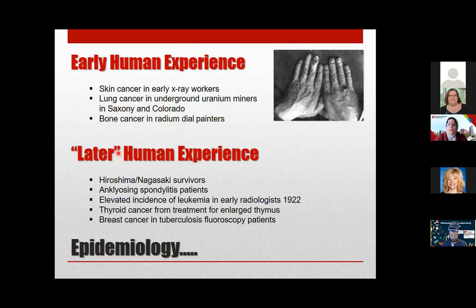From later human experiences, we have seen that leukemia has had elevated levels in survivors of Hiroshima and Nagasaki. Same thing with patients who were treated for their ankylosing spondylitis. They received radiation and they ended up dying from leukemia. An elevated level of leukemia also has been noticed in early radiologists since 1922, and that's due to the lack of radiation protection at that time. Thyroid cancer also has been observed in children who were treated for their enlarged thymus, and the same thing with the women who were treated with radiation for their tuberculosis and ended up having breast cancer.